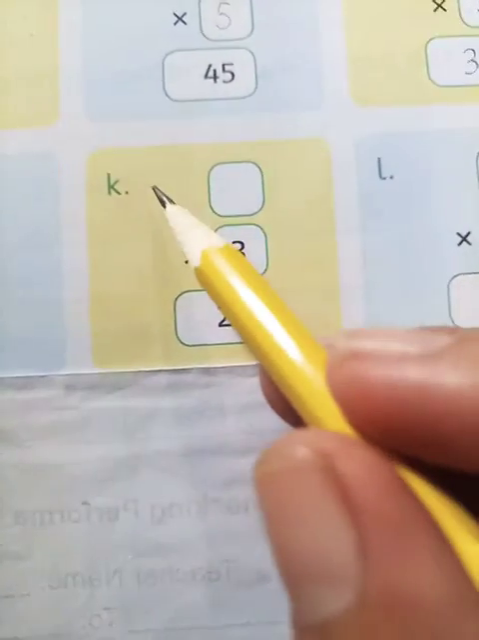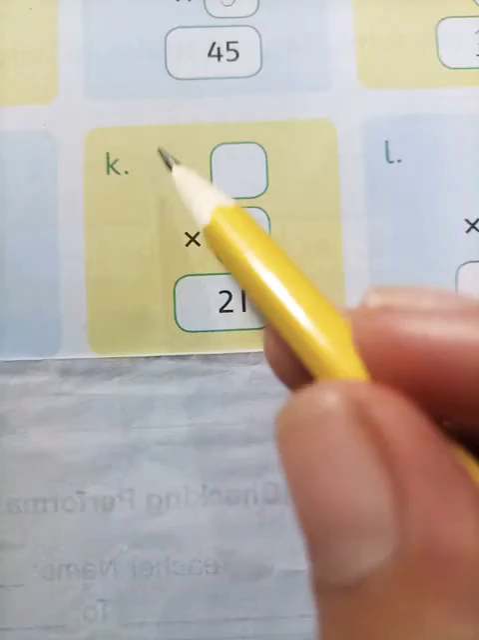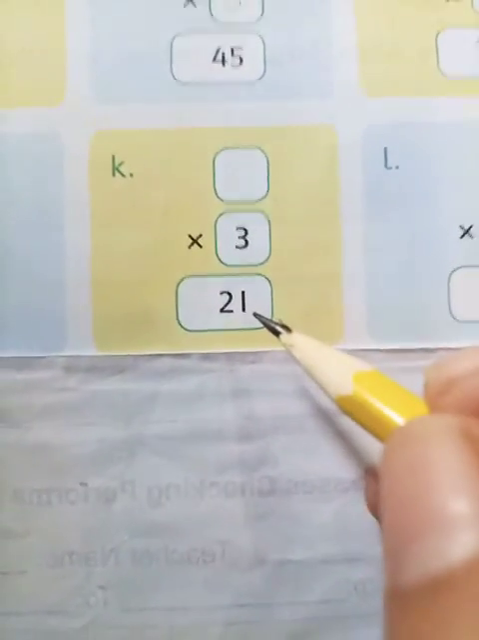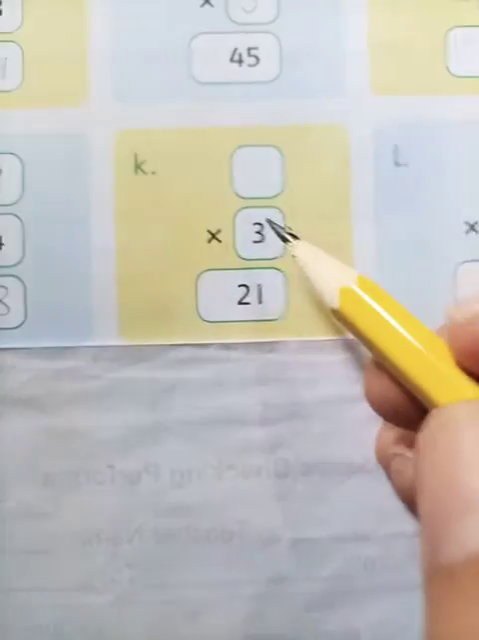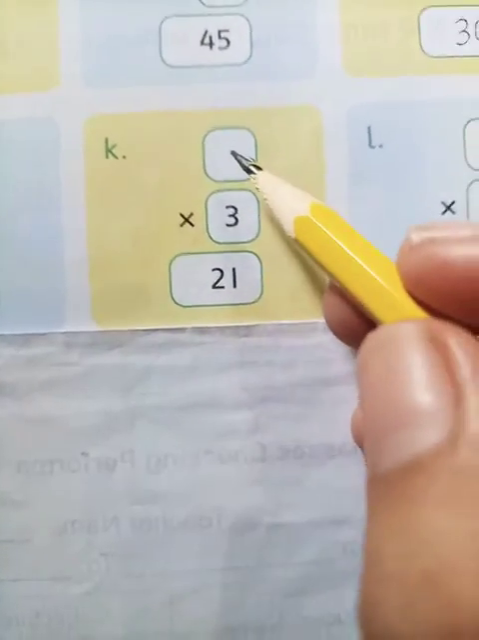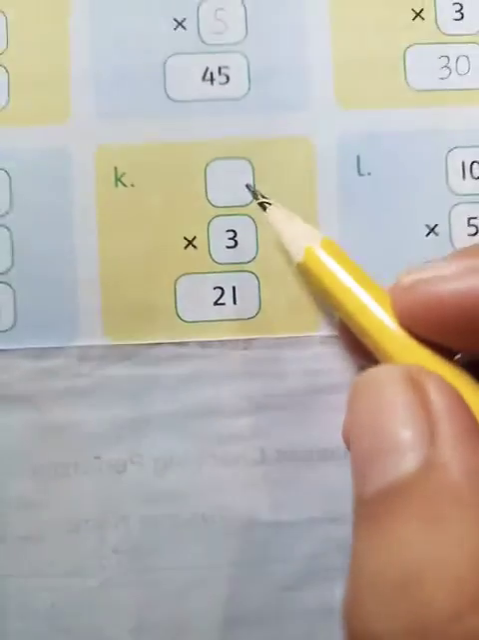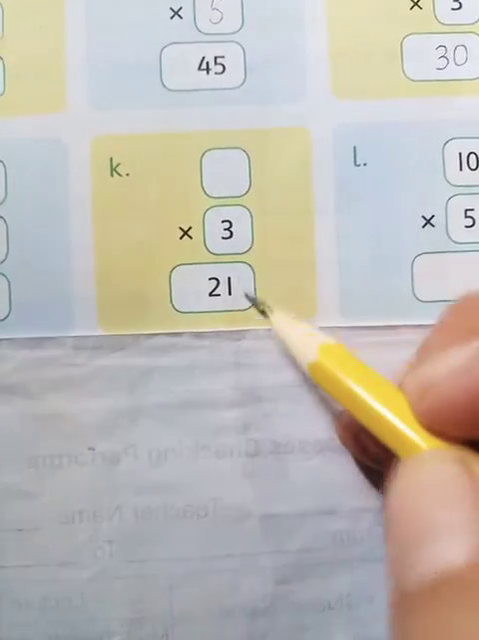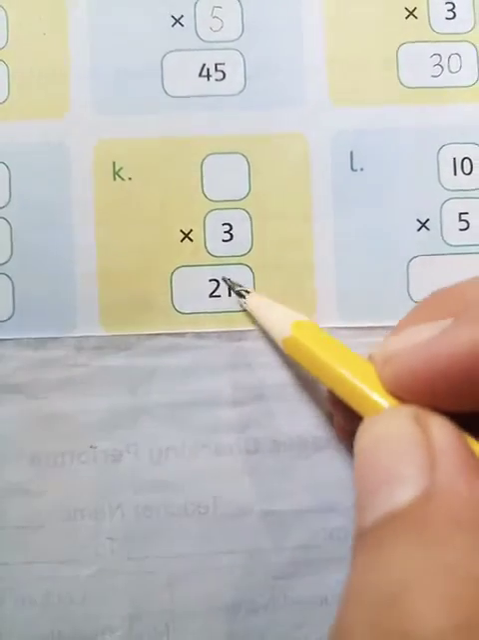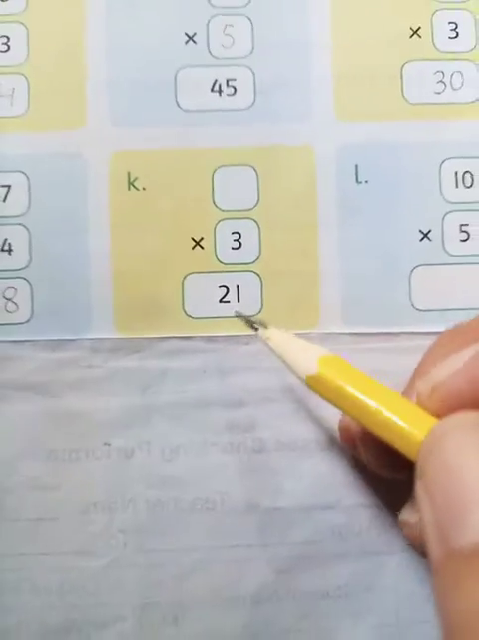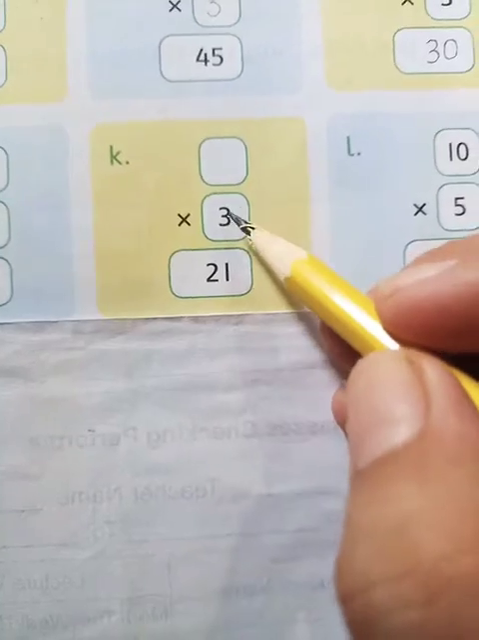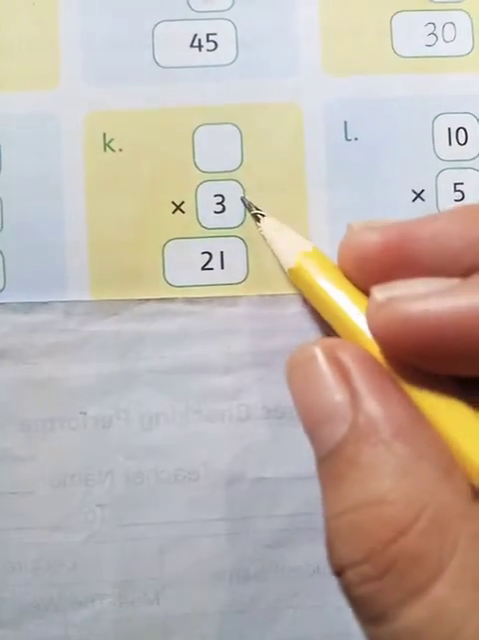Look students, this part K is different from others because here we know the answer and the second number, but the first number is missing. So I'm going to read my second number until the number 21 comes. So let us read the table of 3.